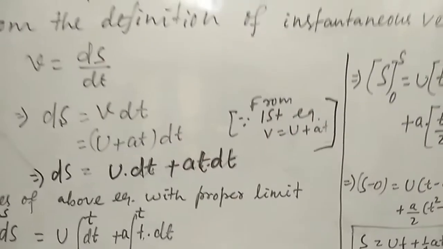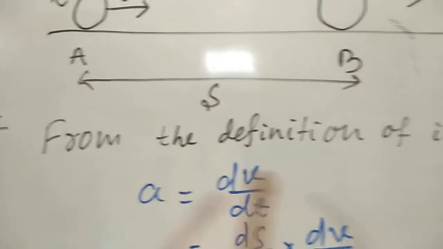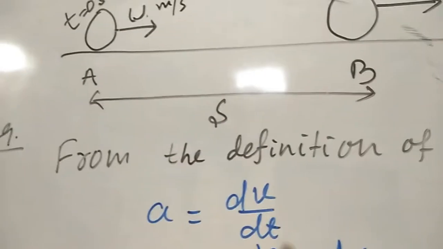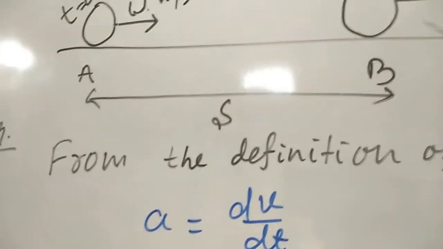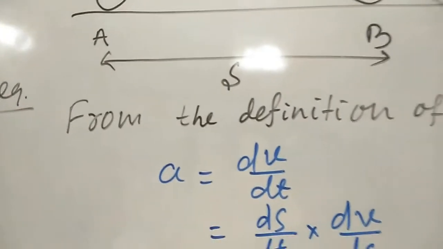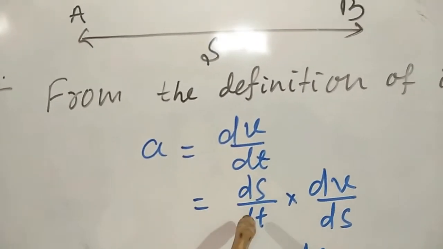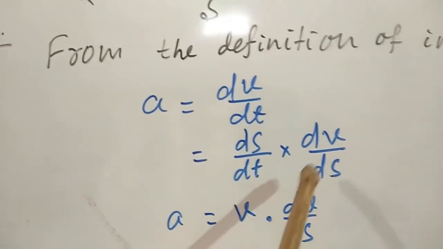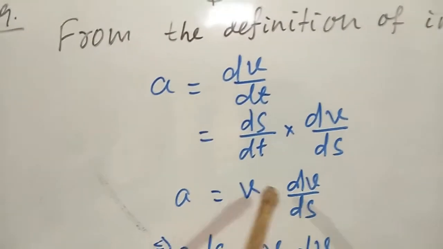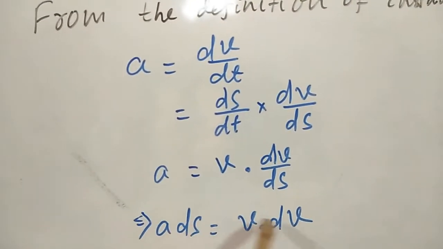So we'll move to the third equation. Now you see a peculiar thing will happen here. From the definition of acceleration, a equal to dv by dt, but here we have to eliminate time. How will we eliminate it? By multiplying and dividing by ds, because ds by dt will produce velocity and time is eliminated. So ds by dt is v, and dv by ds. So a equal to v into dv by ds. Now you see, cross multiplication, a ds equal to v dv.